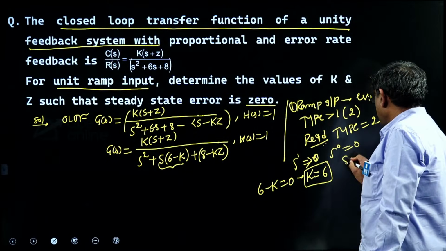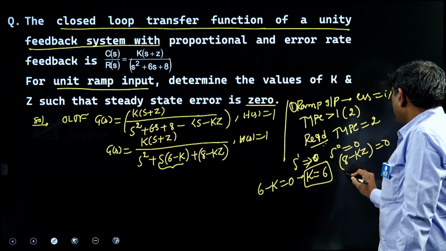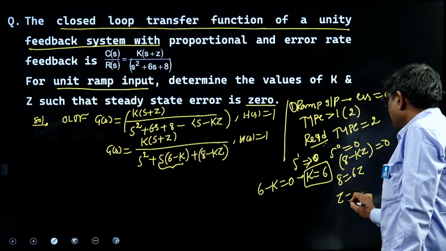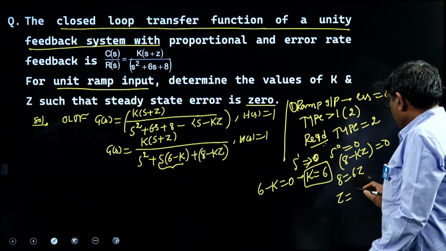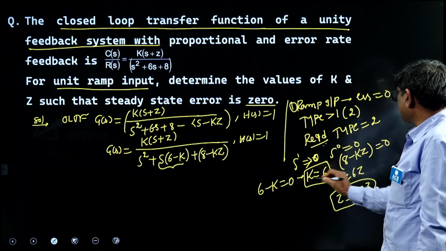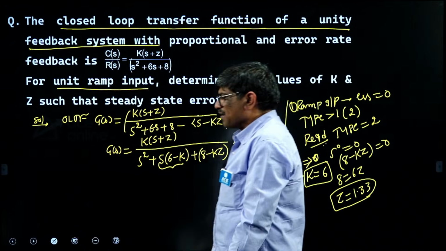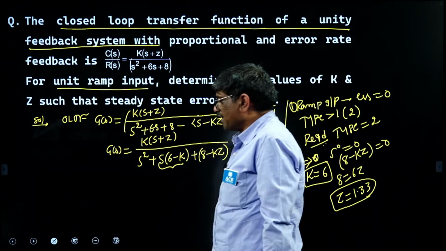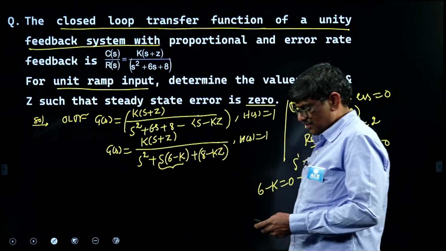So then 8 minus Kz equal to 0. 8 equal to K is 6, Z. Z equal to what? How much did you get? 1.33, na? Z equal to 1.33 you will get. If we select K equal to 6 and Z equal to 1.33, the error becomes 0. Very good. Some students wrote the correct answer. Very good.